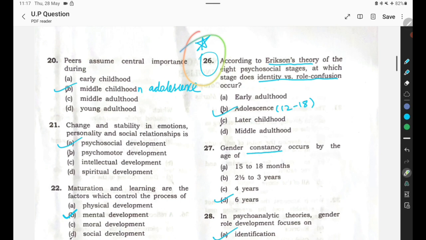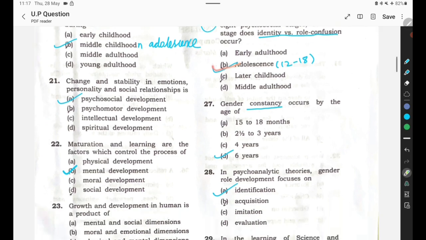26, also a star. According to Erikson's theory of psychosocial stages, at which stage does identity versus role confusion occur? At the adolescent stage. Let's take an example of ourselves. At this stage of adolescence, let's say we complete our matric, okay? So we are confused about which stream to choose. Either we'll choose science stream, arts stream, or commerce stream. So at that stage, most of us are in a bit of role confusion. Okay, so this is the answer of this question, option B.